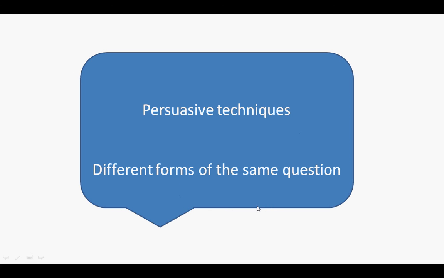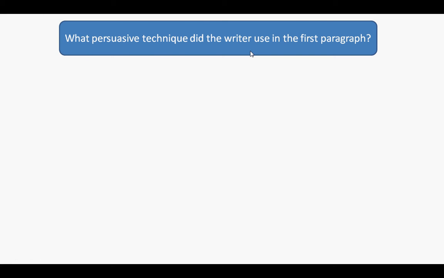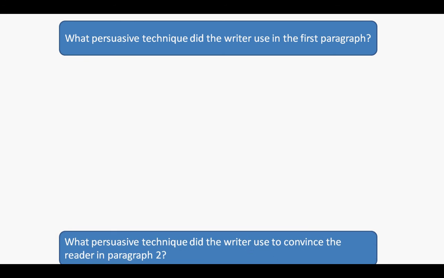Persuasive techniques, different forms of the same question. Let's look at the questions. So when you got a reading text, you are asked this question: what persuasive technique did the writer use in the first paragraph? And you mentioned the persuasive technique. Very simple. This can come in the form of ABC, multiple choice, or just like that, and you write the persuasive technique. So you have to know the spelling of every persuasive technique, the letters.